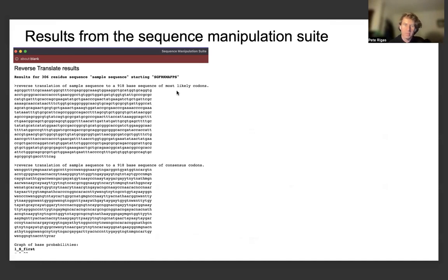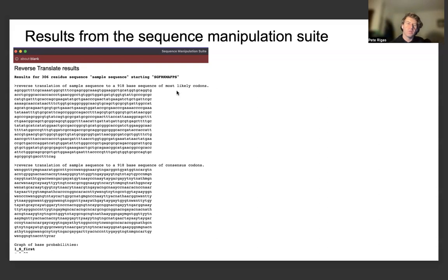So at the very beginning, or the top of the sequence manipulation suite, we can see that there are 2 examples for the reverse translation results. So these 2 results represent the culmination of the consensus sequence, which the algorithm predicts would be reverse translated in E. coli from the input sequence that we gave. In particular, we see that there are 306 residues for both of the reverse translation sequences.